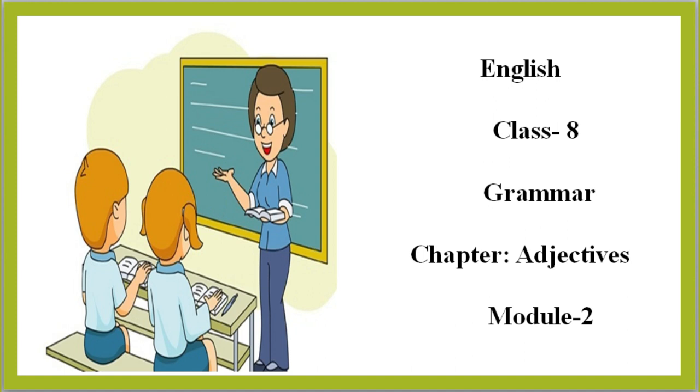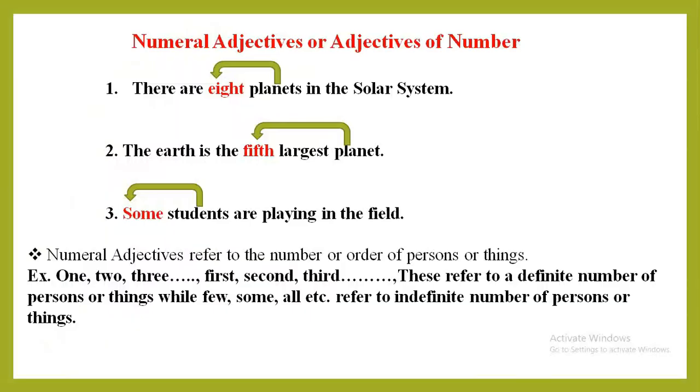Since we have discussed these, there are some more adjectives. Let's know about them. Numeral adjectives or adjectives of number. To understand numeral adjectives, let's see these three examples. First is, there are 8 planets in the solar system. Now, what do you observe here? The word 8 denotes the number of planets.